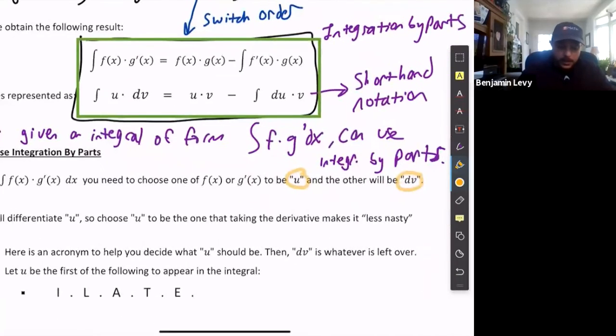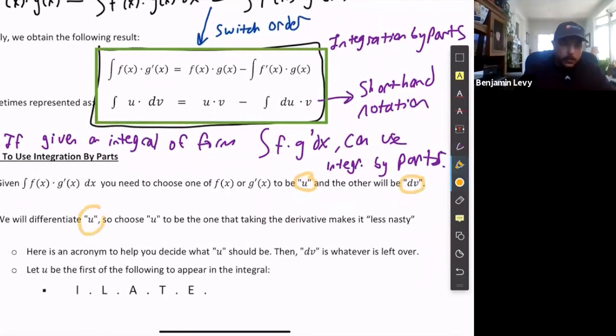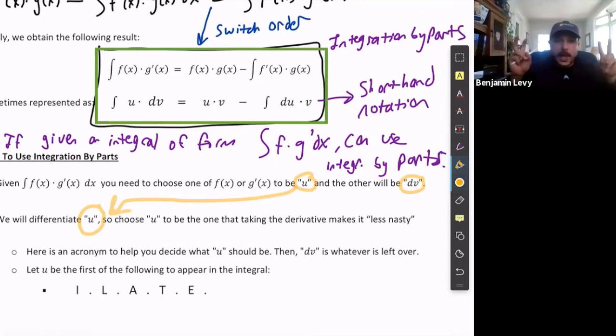So it says we're going to differentiate u, and so we want to make sure that whatever we choose for u, when you differentiate it, it makes it less nasty, or nicer in some way, is how I like to think about that. I know that's not a math term, obviously. You do something to make it less nasty. But when you differentiate polynomials, for example, the powers go down, right? And so they get nicer. So if you have a polynomial, for example, u is a good choice for the polynomial.